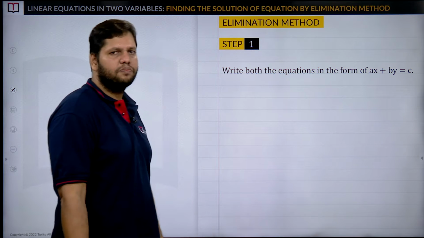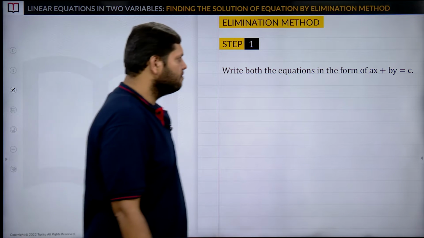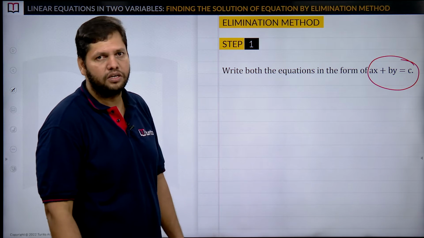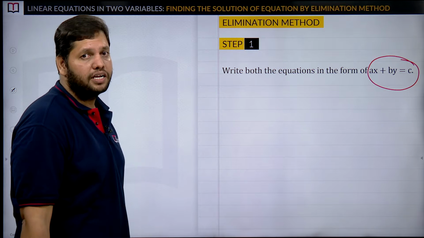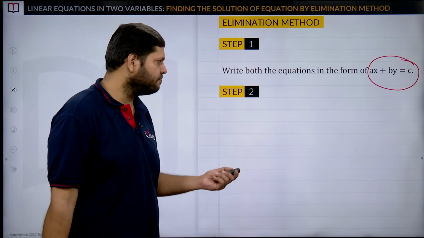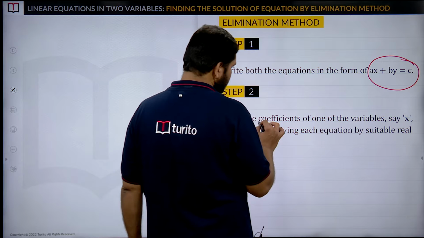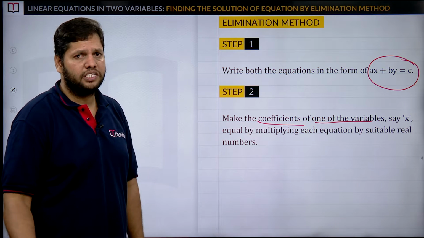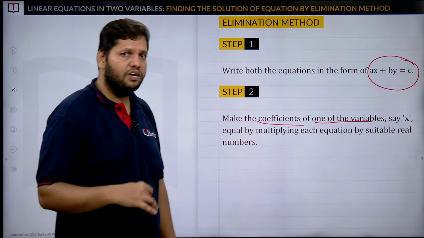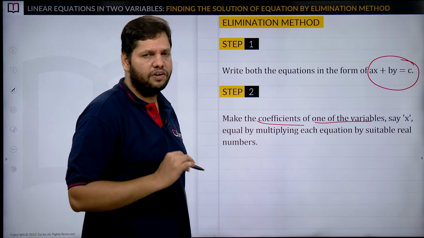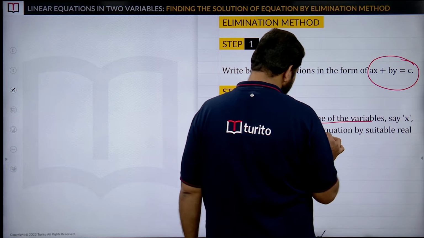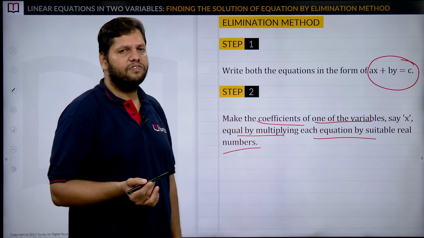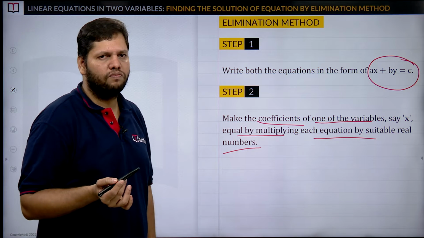Children, see here, the first step in the elimination method: the given equation we have to convert into ax plus by is equal to c form, the linear equation form. And what is the second step? Make the coefficient of any one of the variables equal. Either you can take the coefficient of x in both equations or the coefficient of y in both, but take only one variable at a time and multiply by some number to make their coefficients equal.